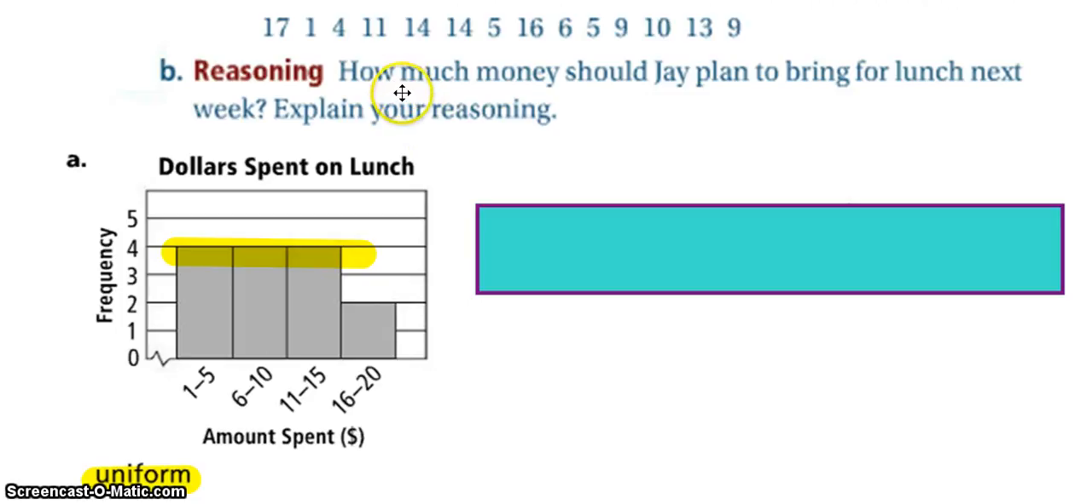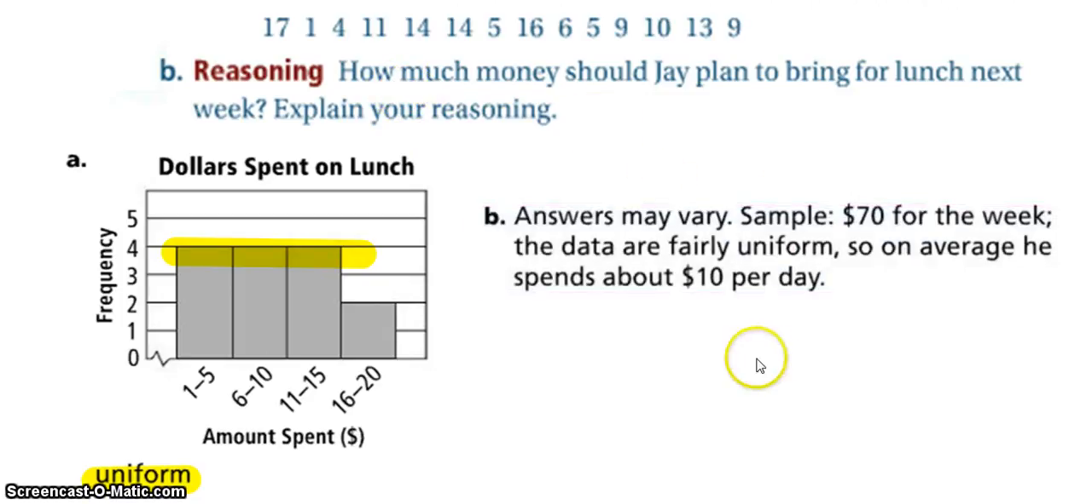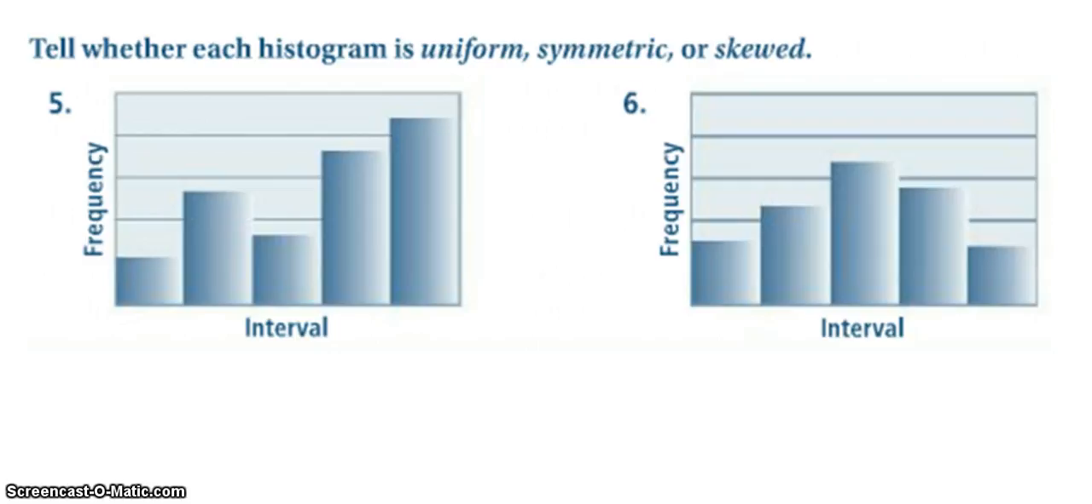So now when we're trying to predict how much money Jay should plan to bring for lunch next week, our answers are going to vary a little bit, but 70 would be pretty safe. On average, he's spending around $10 a day. So go ahead and determine based on the distribution of the frequency whether the histograms here are uniform, symmetric, or skewed.